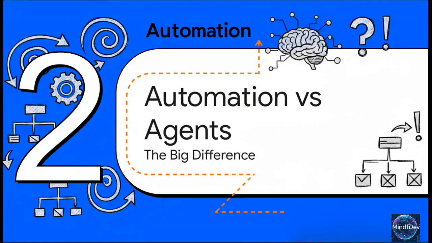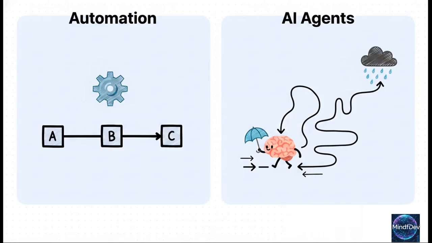Which brings us to Section 2. Automation versus AI agents, understanding the big difference. This is probably the biggest area of confusion for beginners, mixing up standard, static automations with dynamic agents. Standard automation relies on predefined, fixed steps.